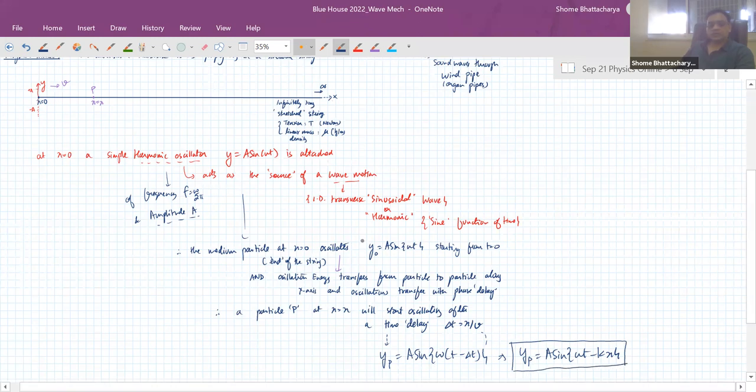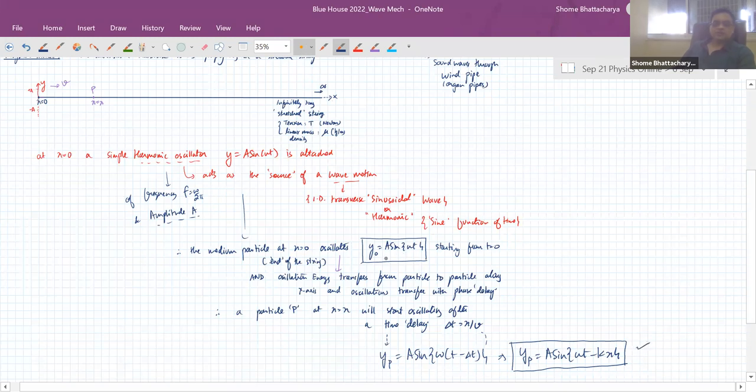Whereas this one we wrote earlier was the equation of oscillation for the particle located at x equal to 0, at the origin. So you can see they are both SHMs. They both have the same amplitude and frequency, but they have a phase difference. And that phase difference depends on the distance between them. The more the distance between them, the more the phase delay between them. We will see next that this represents the general equation of the wave phenomena.